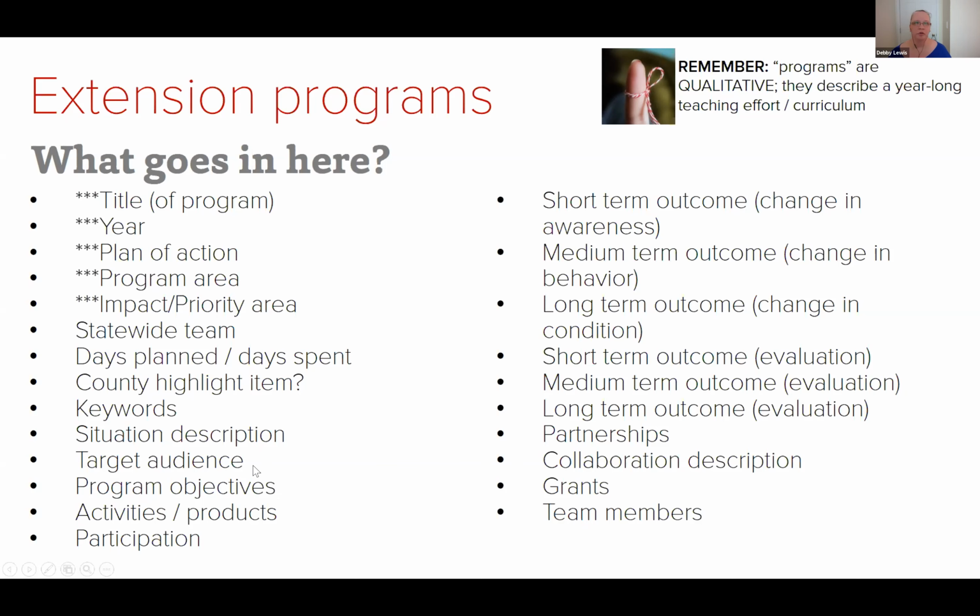Participation, we talked a little bit about the target audience, but then who actually participated? Like how many people came to these training sessions during the course of the year? Short-term outcomes, whenever we just refer to outcomes, remember we're talking about some type of change. So I like to talk about the ABCs of change when we're talking about outcomes. So that short term is some type of change in awareness. It might also be a CASA change, knowledge, attitude, skills, or aspirations. A medium-term change is going to be some type of change in behavior.